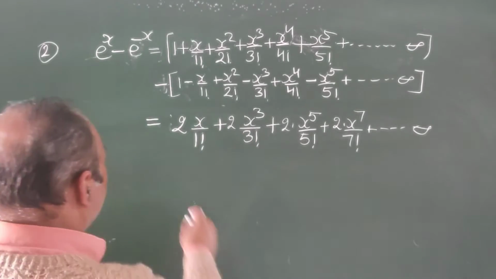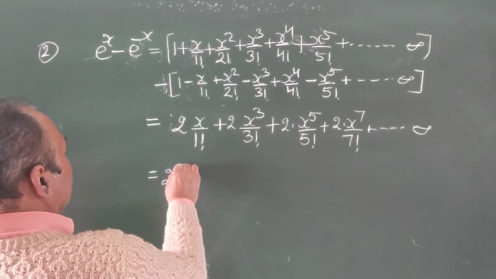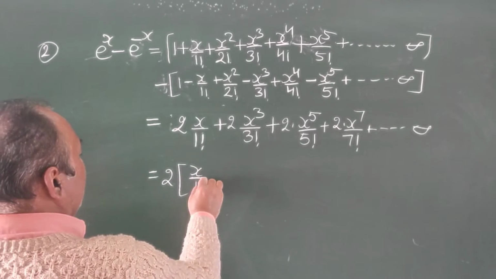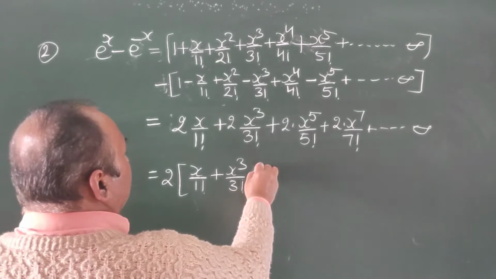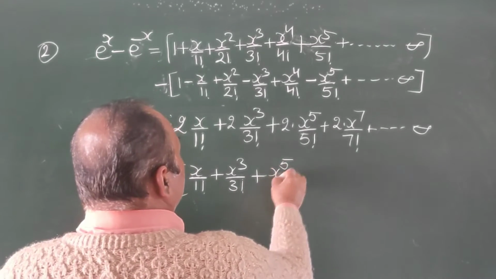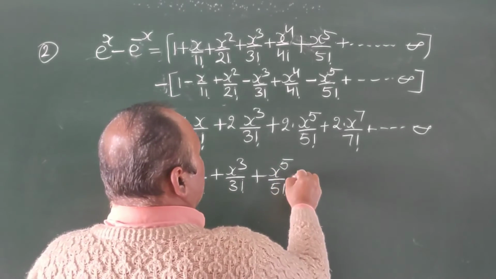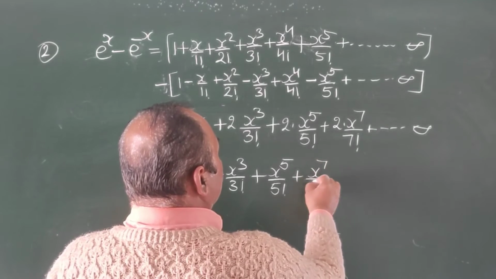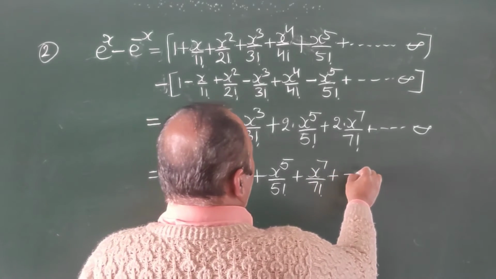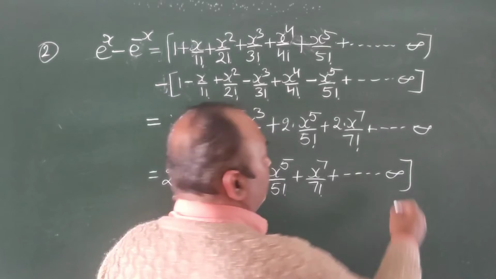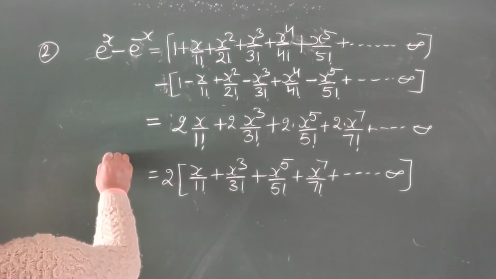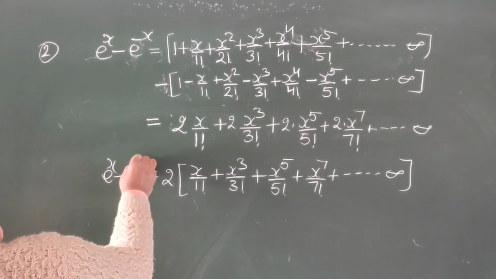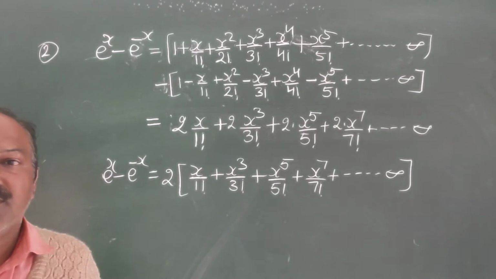Now taking 2 common, we will get 2 into x upon 1 factorial plus x cube upon 3 factorial plus x raised to power 5 upon 5 factorial plus x raised to power 7 upon 7 factorial plus dot dot dot up to infinity. And it is the value of e raised to power x minus e raised to power minus x.